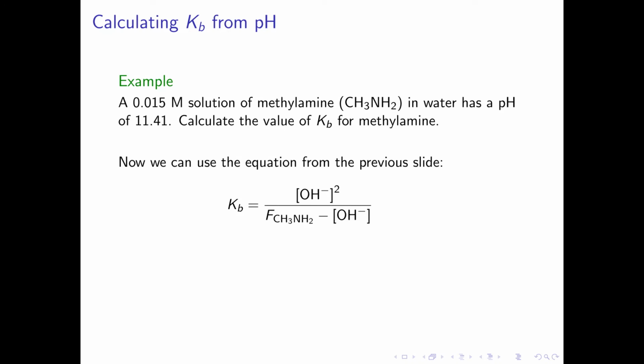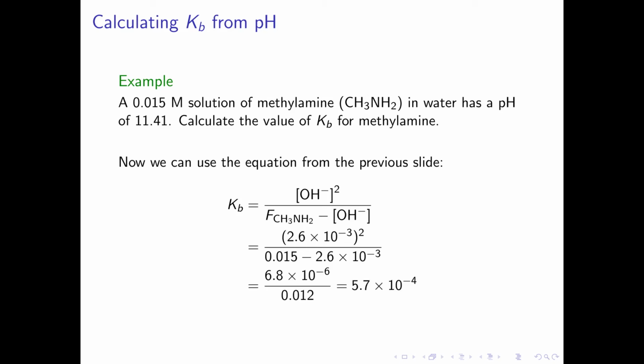Lastly, we can use the equation from the previous slide and substitute in our values. In this case, Kb is equal to the concentration of hydroxide ion squared divided by the formal concentration of the methylamine minus the hydroxide ion concentration, or 2.6 times 10 to the negative third squared divided by 0.015 minus 2.6 times 10 to the negative third. This gives 6.8 times 10 to the negative 6 divided by 0.012, or a Kb value of 5.7 times 10 to the negative 4.